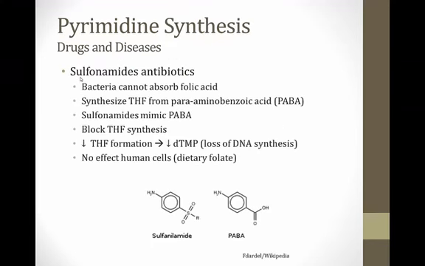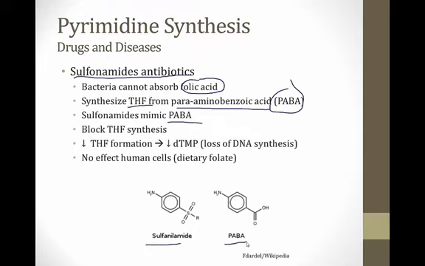Another tie-in with this step of pyrimidine synthesis is the sulfonamide antibiotics. So bacteria cannot absorb folic acid. They have to synthesize it, and they synthesize tetrahydrofolate from a molecule called para-aminobenzoic acid, or PABA. And the sulfonamide antibiotics have a very similar structure to PABA. If you look at the bottom of the screen here, on the left side is a sulfonamide molecule, and on the right side is a PABA molecule. They look very much alike.